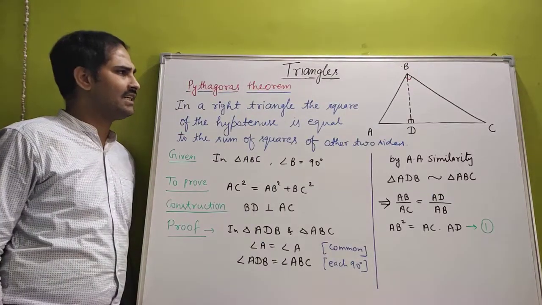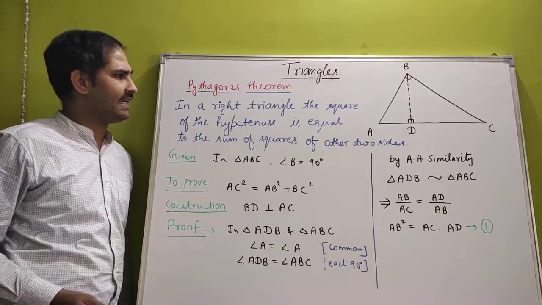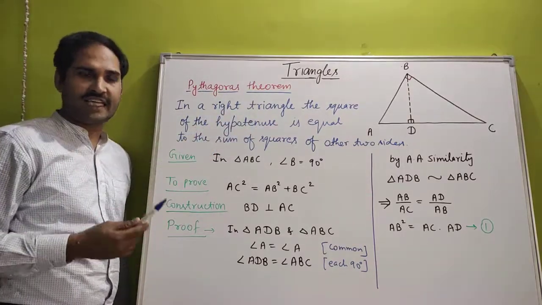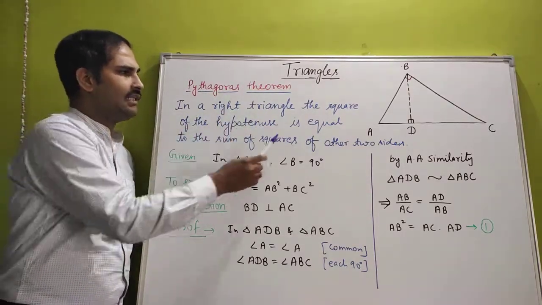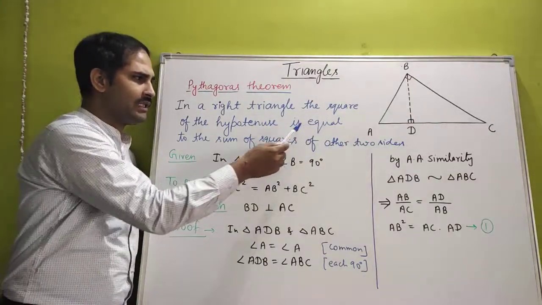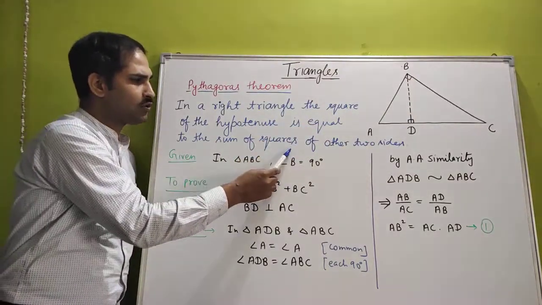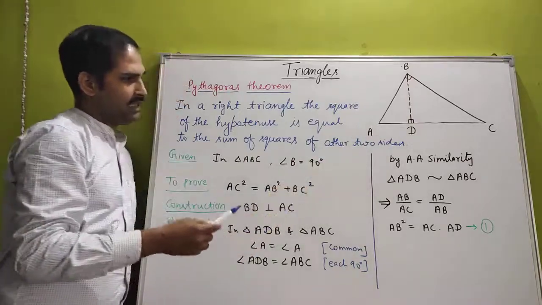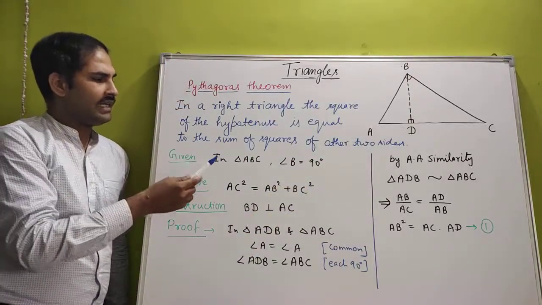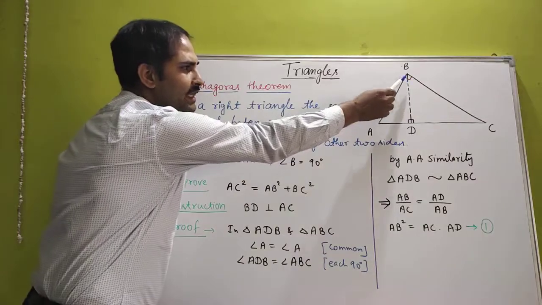Now let us discuss a very important theorem of triangle, that is Pythagoras theorem. The statement is, in a right triangle, the square of the hypotenuse is equal to the sum of the squares of the other two sides. That is, the given part: in triangle ABC, this angle B is 90 degrees.